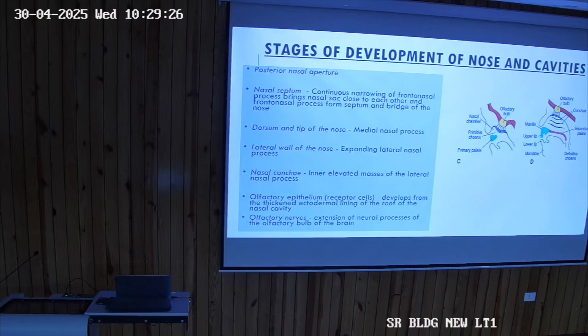Okay. Next, you have dorsum and the tip of nose. These are derived from the medial nasal process, which is in the midline. And the lateral wall or the ala of the nose, these are derived from the lateral nasal process. Next, nasal conchae, which are inside in the nasal cavity. These are again the enlargement or the process coming from the lateral nasal process. Olfactory epithelium from the overlying ectoderm and olfactory rootlets from the olfactory bulb.